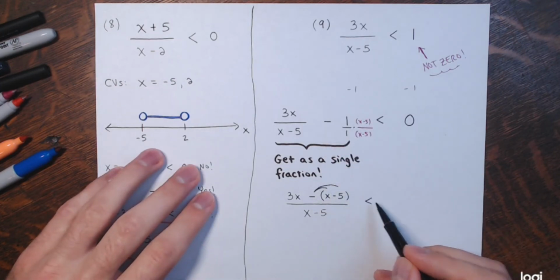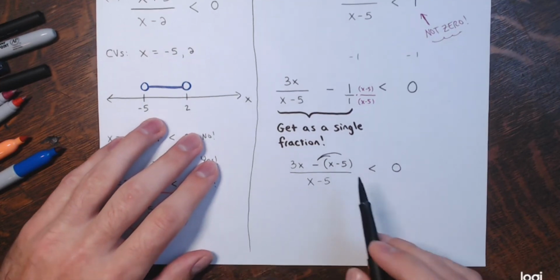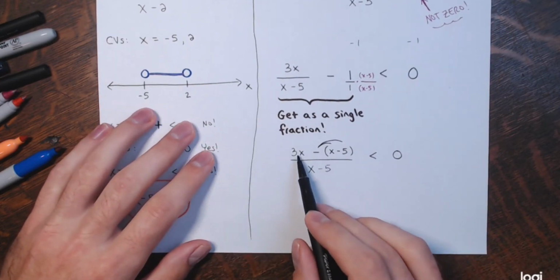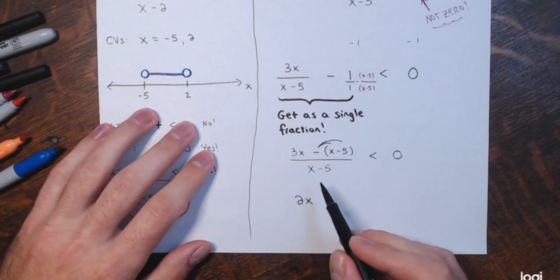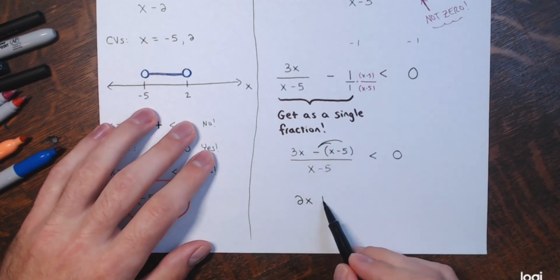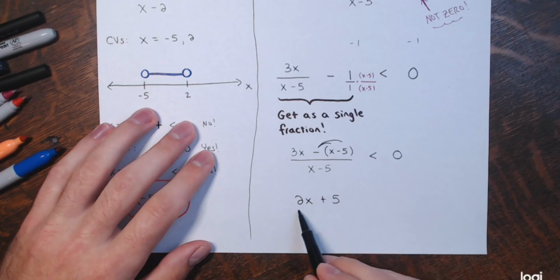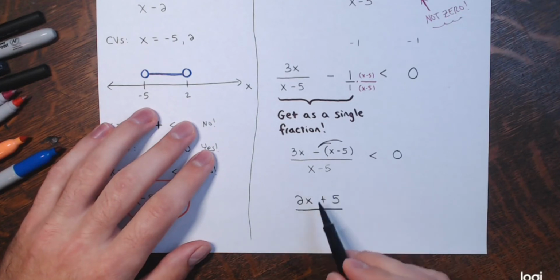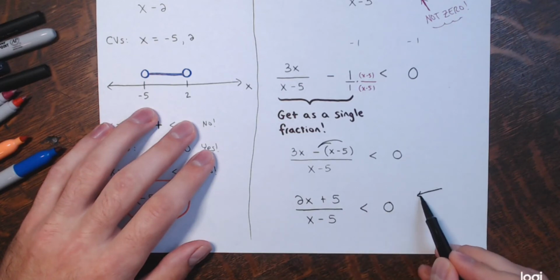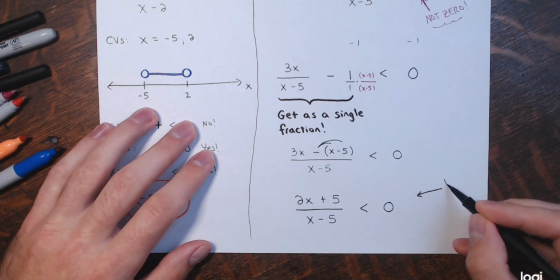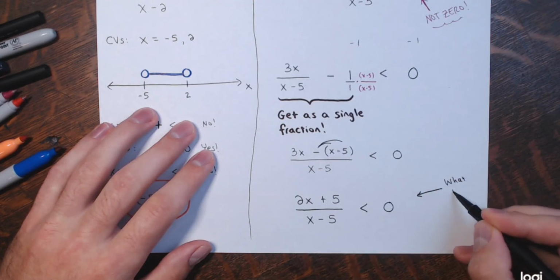And then we have is less than 0 still. And then after all said and done, 3x minus x, we have 2x, and then plus 5 in the numerator, and then x minus 5 in the denominator, and then is less than 0. And this is what I want. This is what we want.